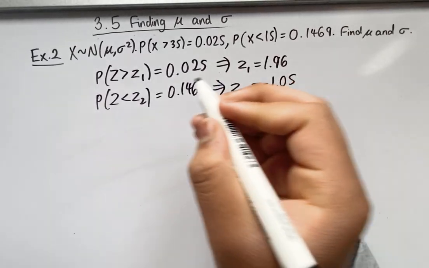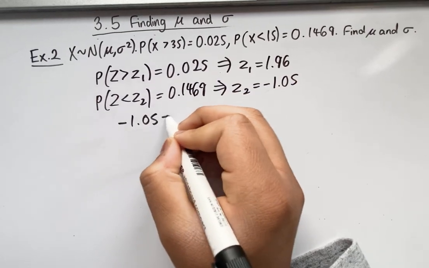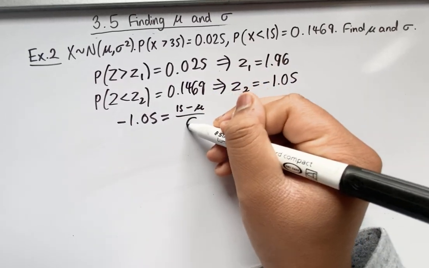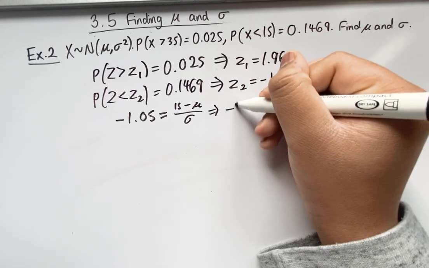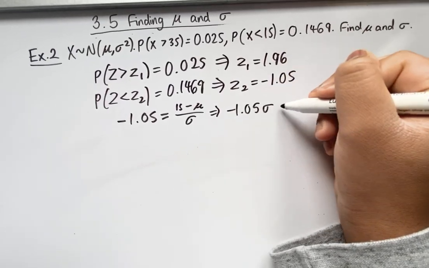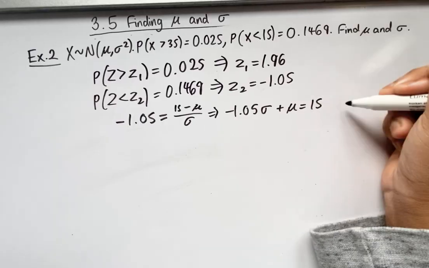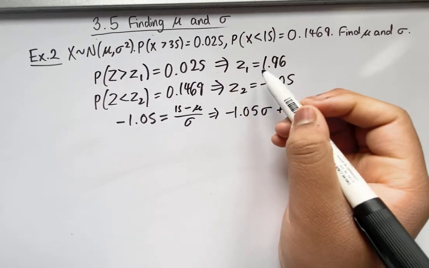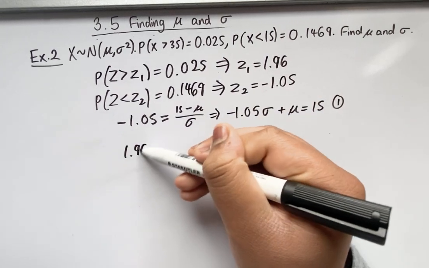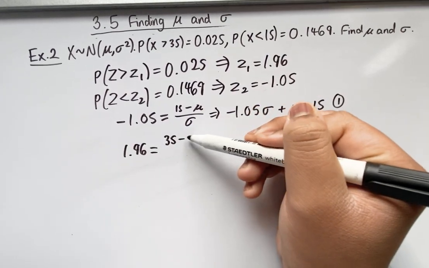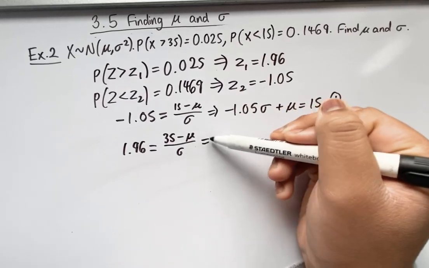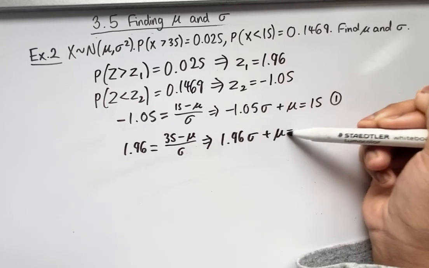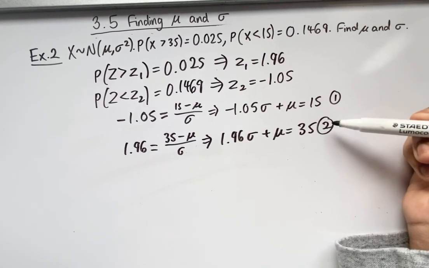And so this means that minus 1.05 is equal to (15 minus mu) over sigma. Or in other words, minus 1.05 sigma plus mu is equal to 15. And we can call this equation 1. We can again make something similar for this part, where 1.96 is equal to (35 minus mu) over sigma. And so 1.96 sigma plus mu is equal to 35. And we can call this equation 2.